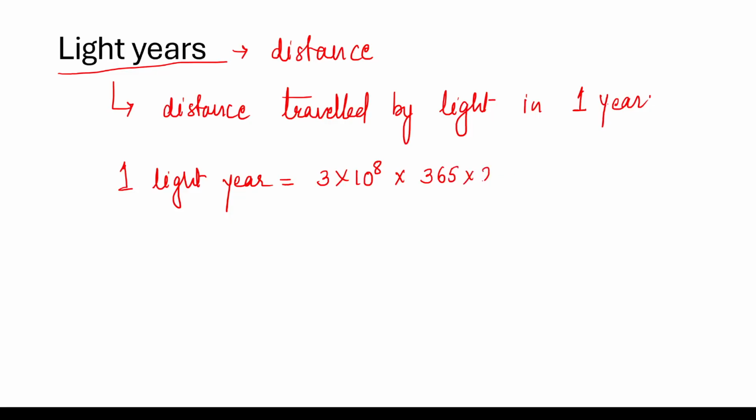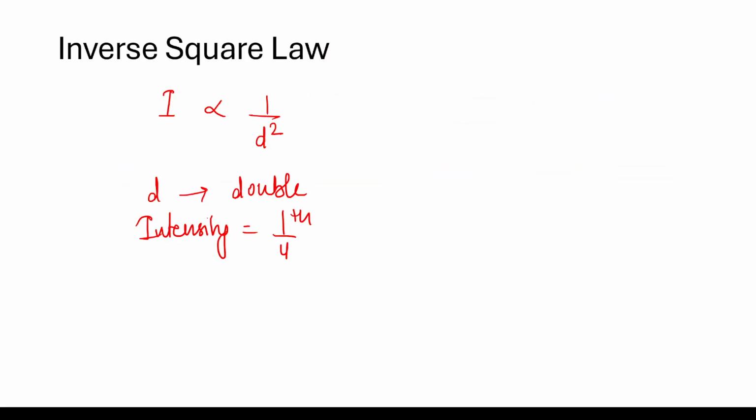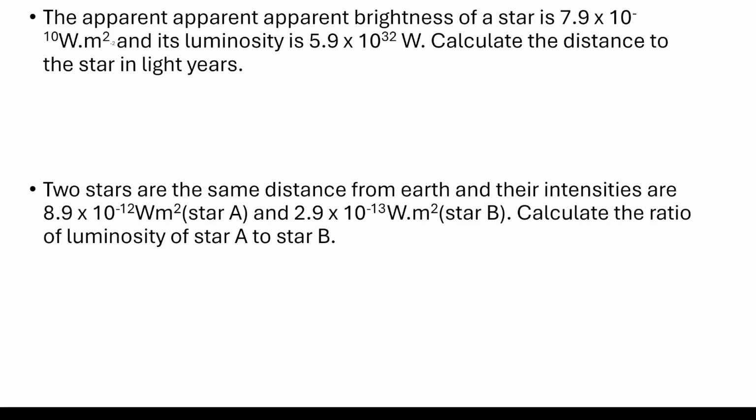1 day is 24 hours. 1 hour is 60 minutes, and 1 minute is 60 seconds. So that gives you 1 light year. Okay, so 1 light year is this many meters, and you can use your calculator to work it out. Now, simple questions, pause the video, try to do it yourself, or let's do it together. Again, the ideal situation is that you pause it and do it yourself.